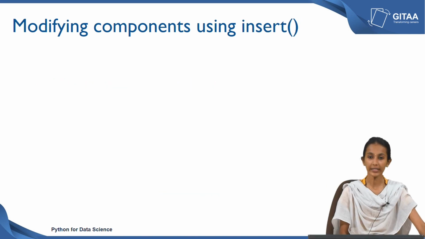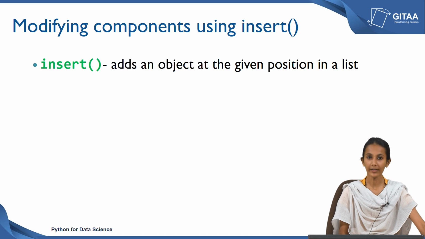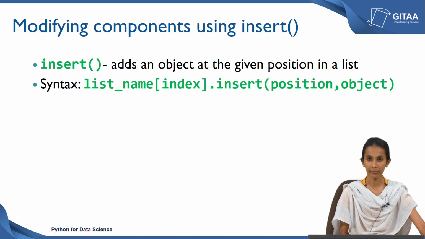Next, we will use the inbuilt function called insert. In append we saw how to add a list at the last. If we wanted to add an element at a specified position, then the insert command works well. What insert does is, it adds an object at the given position in a list. Let us look at the syntax: list name dot insert, and inside the parentheses you have to specify the position as well as the object.